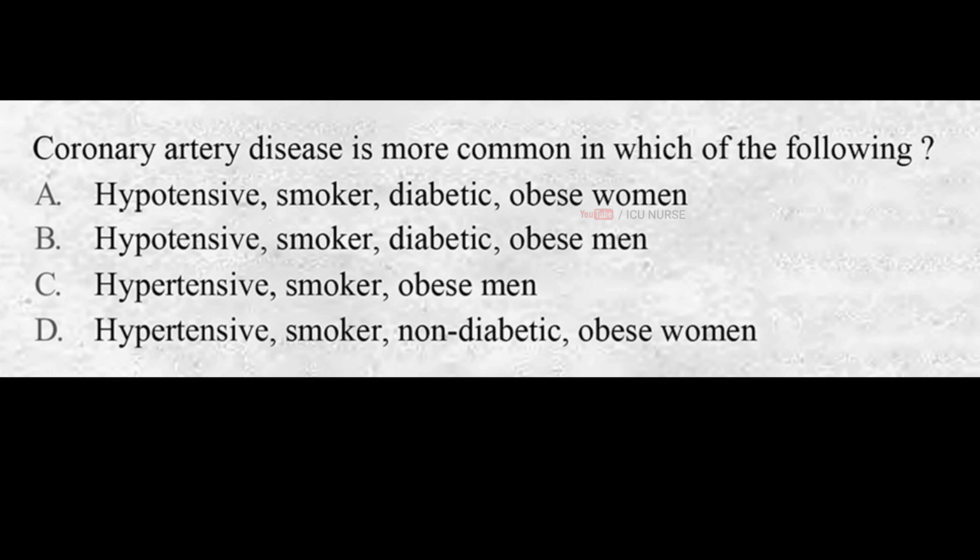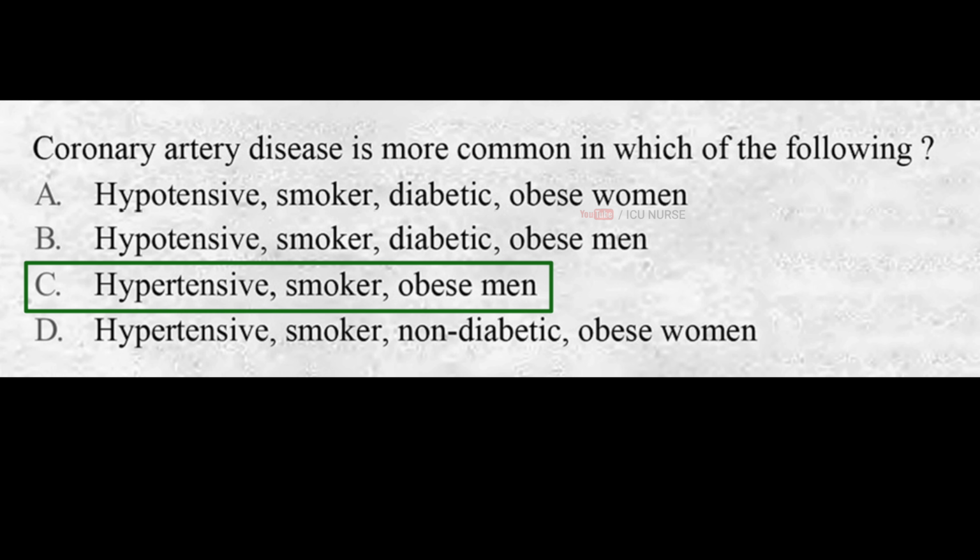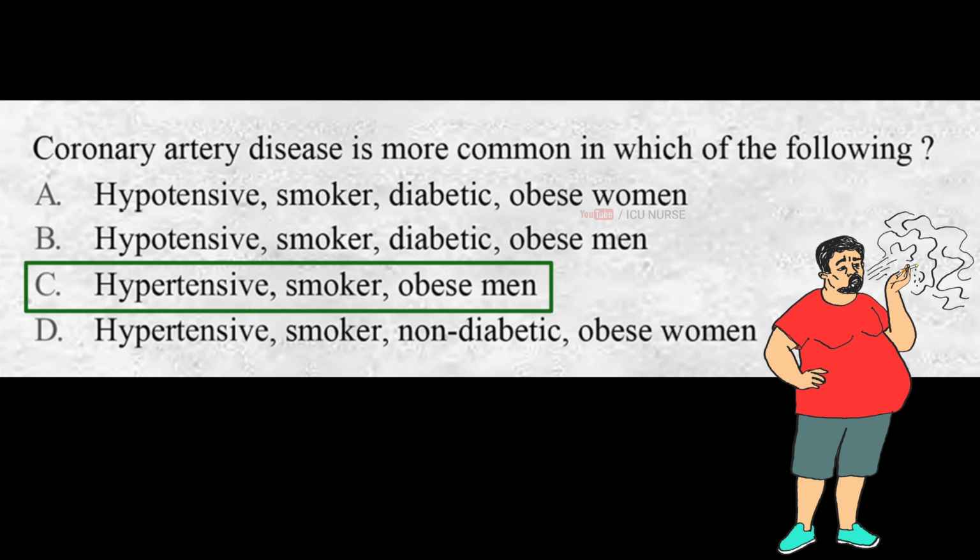Coronary artery disease is more common in which of the following? A. Hypotensive, smoker, diabetic, obese women. B. Hypotensive, smoker, diabetic, obese men. C. Hypertensive, smoker, obese men. D. Hypertensive, smoker, non-diabetic, obese women. And the correct answer is C. Hypertensive, smoker, obese men. Being hypertensive, being smoker, and obese men significantly increase the risk of coronary artery disease.